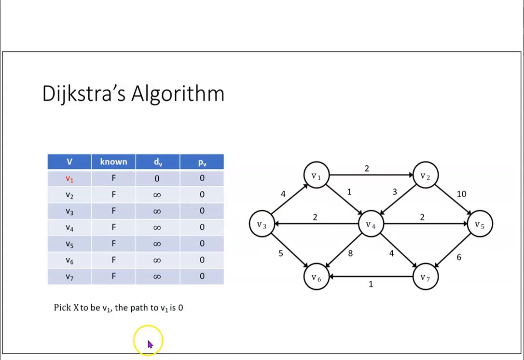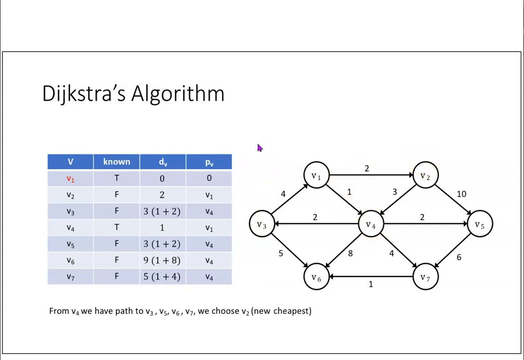So here is the example. Pick X to be V1. The path to V1 is 0. From V1, we have a path to V2 and V4, and we choose V4, right? Why? Because it's less expensive. From V4, we update the table.